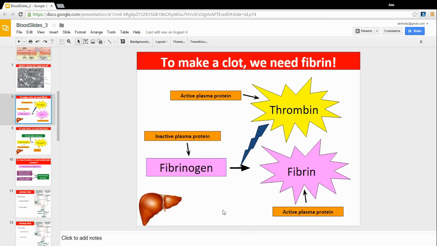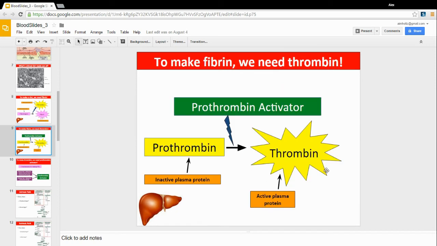All right. The obvious question we got to answer next is, where does the thrombin come from? So let's do that. Thrombin is made from something called prothrombin, which is basically its inactive version. Prothrombin is always in the blood, made by the liver again. So if we need to make a clot, we need fibrin. To get fibrin, we need thrombin. To get thrombin, we need a chemical called prothrombin activator.